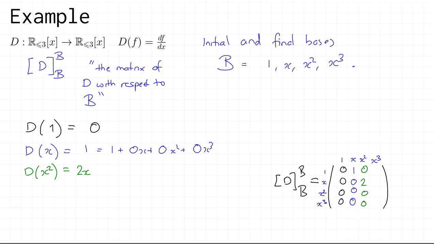Okay, final one then, final entry, d of x cubed is 3x squared, which is 0 times 1 plus 0 times x plus 3 times x squared plus 0 times x cubed. So there is our matrix of D with respect to initial and final basis B.